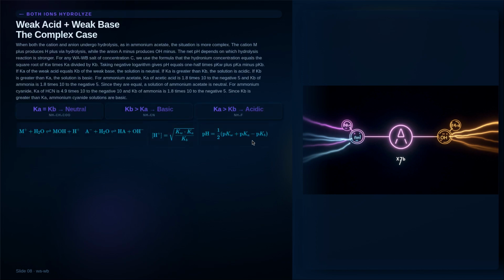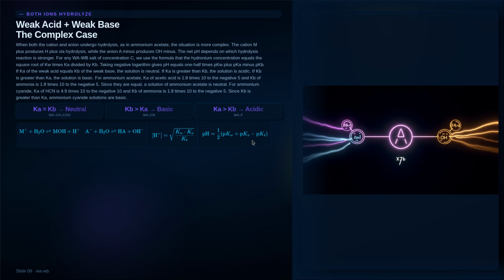When both the cation and anion undergo hydrolysis, as in ammonium acetate, the situation is more complex. The cation M+ produces H+ via hydrolysis, while the anion A- produces OH-. The net pH depends on which hydrolysis reaction is stronger. For any weak acid-weak base salt of concentration C, we use the formula that the hydronium concentration equals the square root of Kw times Ka divided by Kb. Taking the negative logarithm gives pH equals 1/2 times (pKw plus pKa minus pKb).